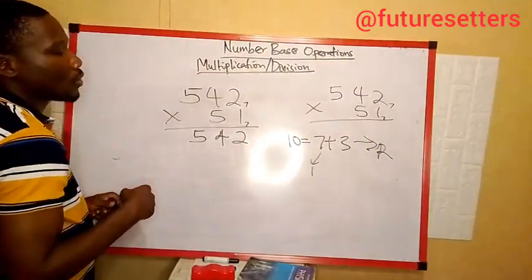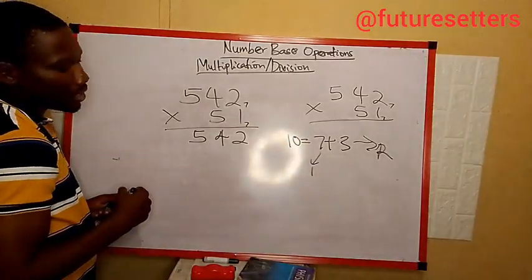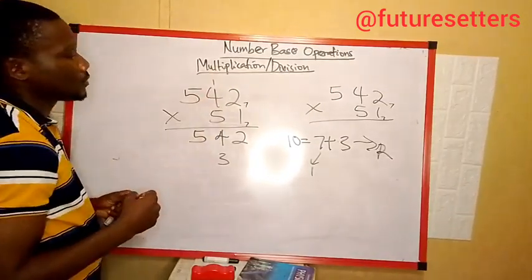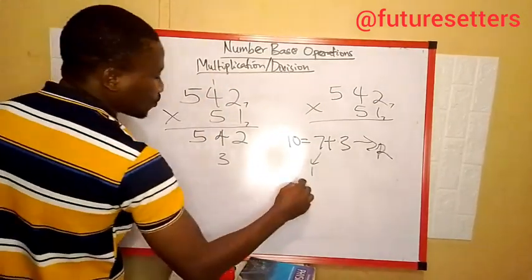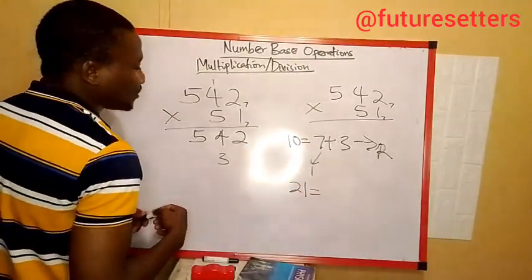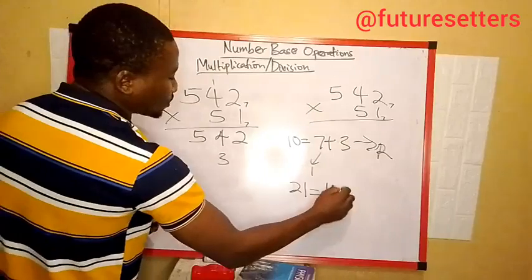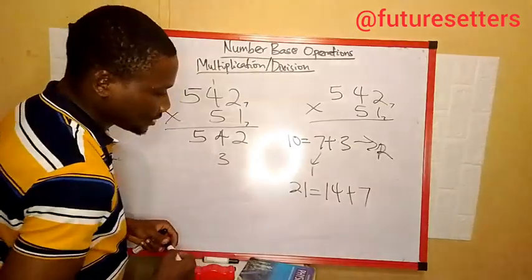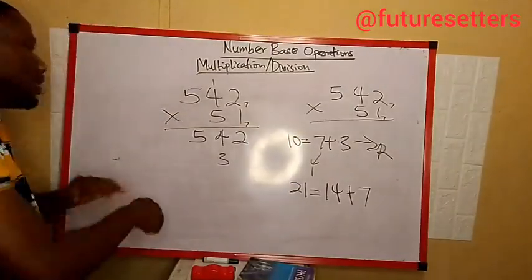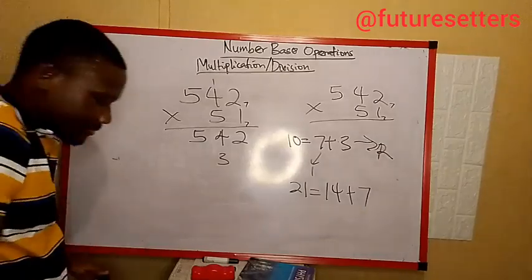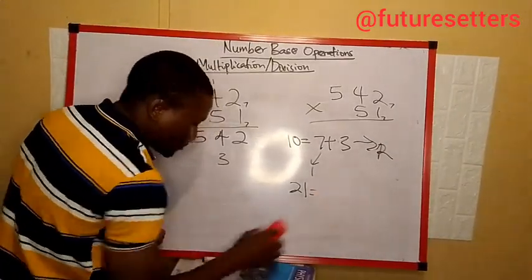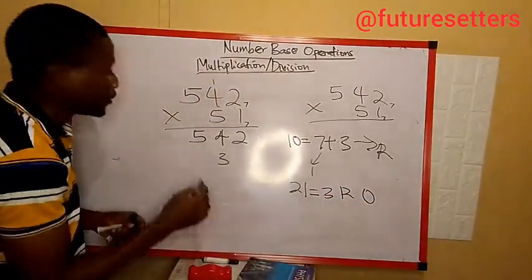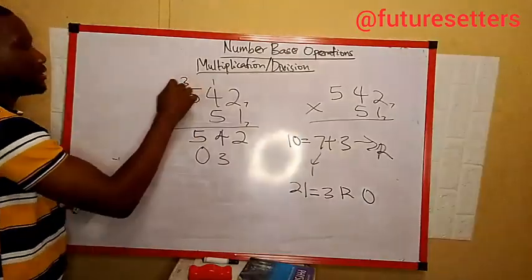So we are going to write down 3 and we are going to carry 1. 5 times 4 is 20 plus 1, 21. We are going to break this down in respect to 7, and this will give us 14 plus 7. Interesting. So this implies that we have 3, remainder 0. So what we are going to write here is 0. We are going to carry 3.